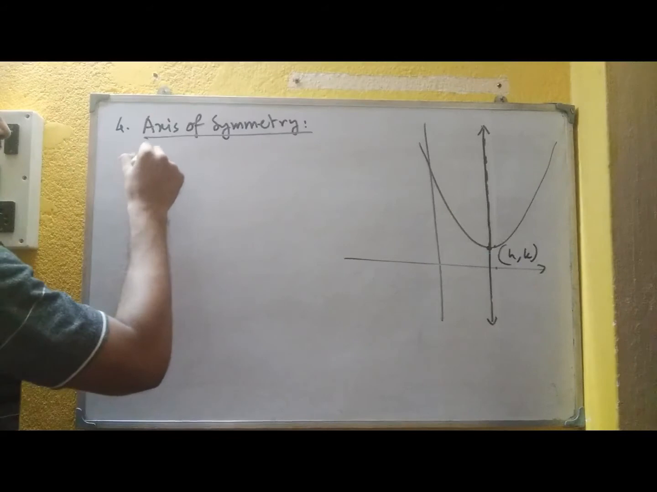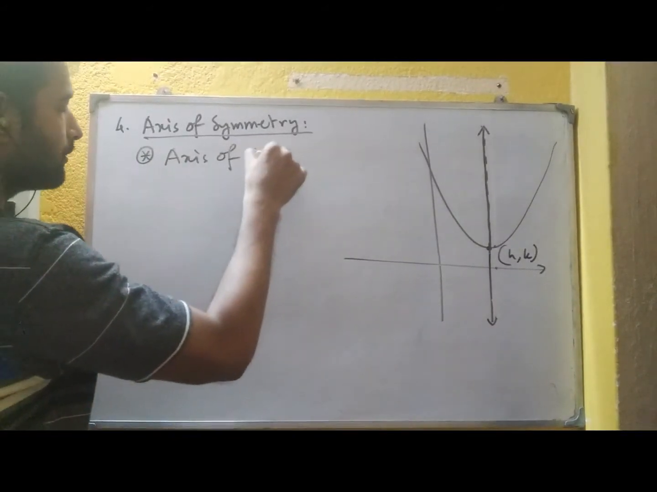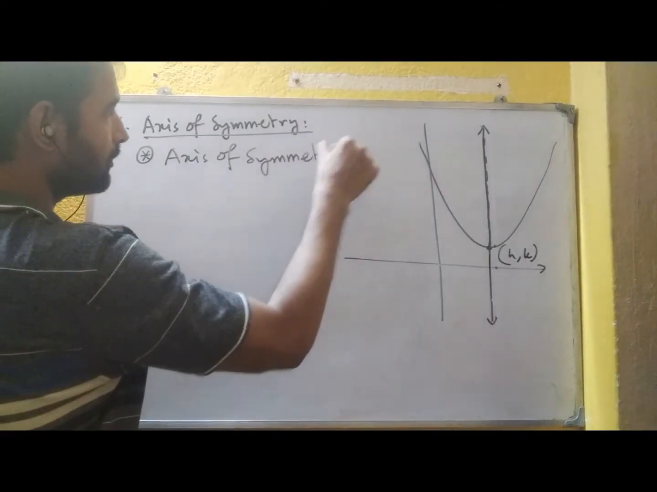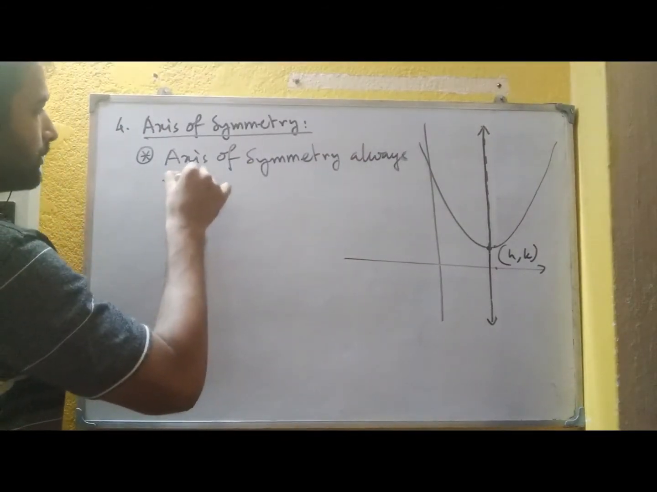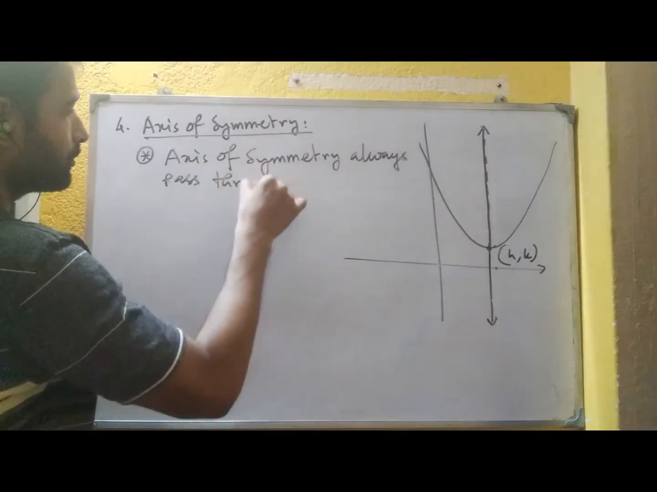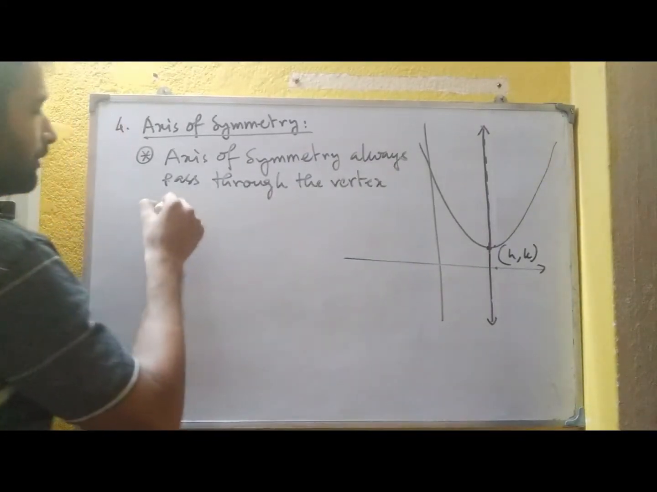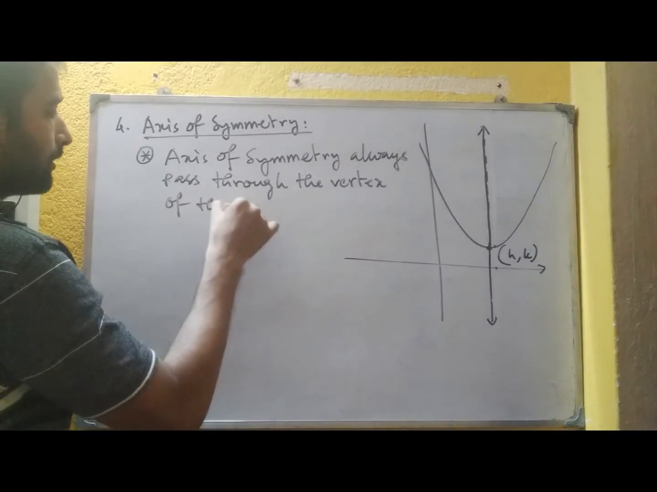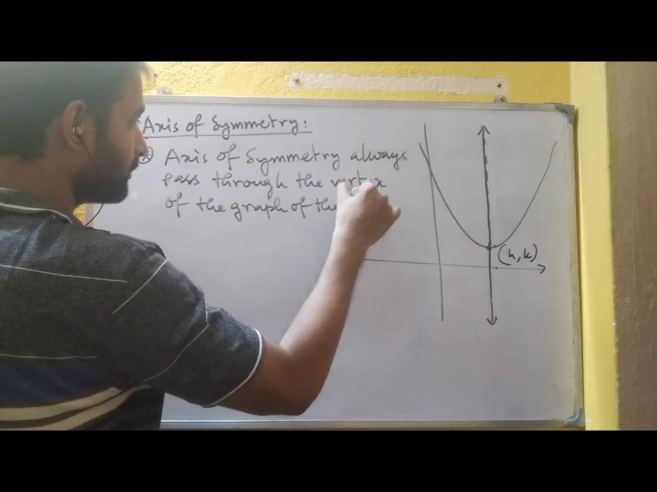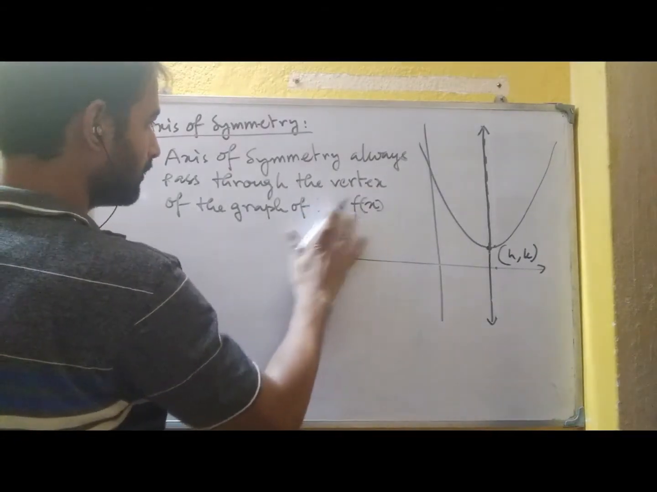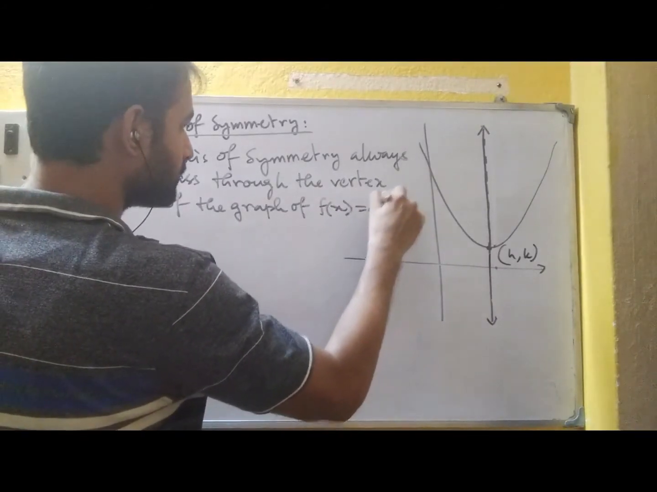So one point you remember, the axis of symmetry always passes through the vertex of the graph of the expression f(x) equal to ax square plus bx plus c.